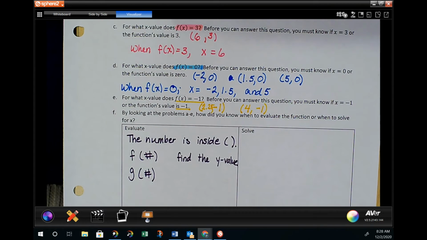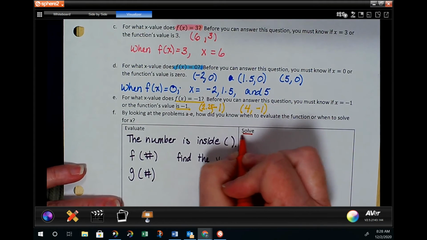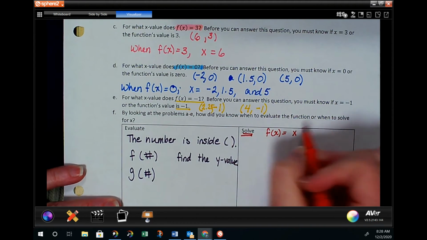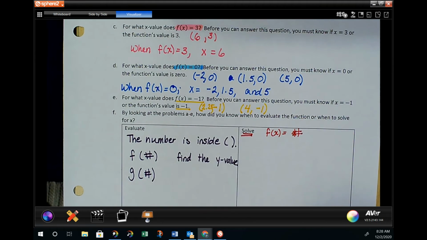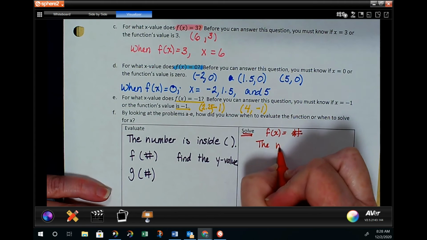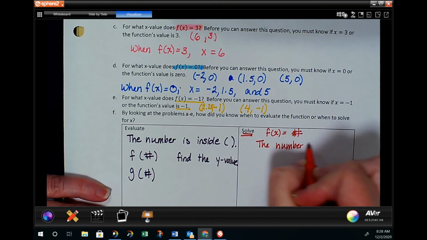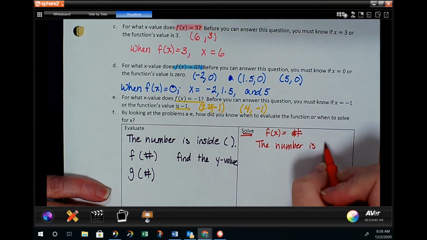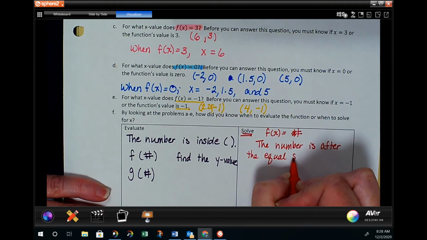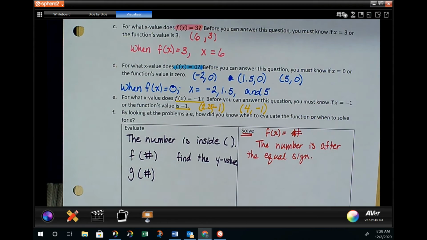So the next part is when you had to solve. When you had to solve, you have f of x is equal to a number. So that's f of x is equal to a number. The number is after the equal sign. So that's when you know that you're actually going to go through and solve versus evaluate.